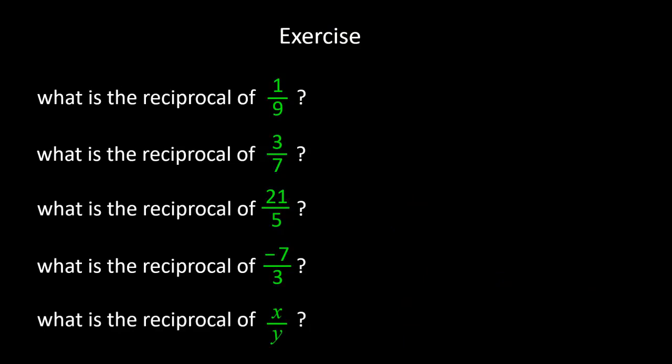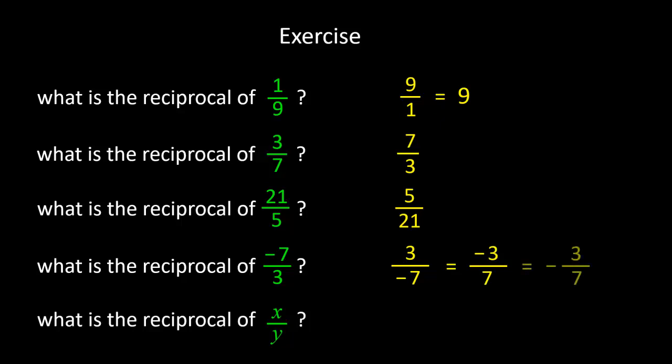Well, we just turn the fraction upside down, we get 9/1, which we know is the number 9. 3/7 becomes 7/3. What's the reciprocal of 21/5? 5/21. What's the reciprocal of -7/3? Well, it's 3/-7, and that's correct, but the convention would be to write it as -3/7. And one to try and fool you on the end, but this hasn't worked, is it?